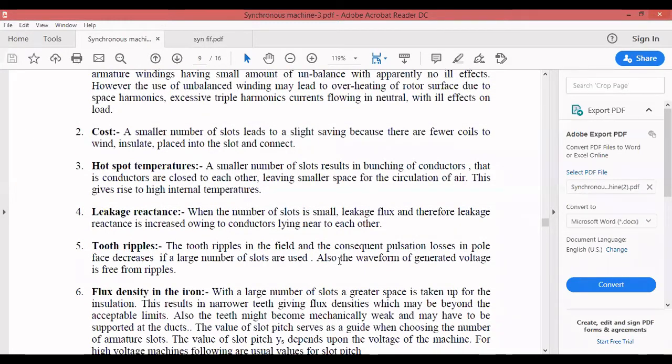Next, leakage reactance. When the number of slots is small, the leakage flux and therefore the leakage reactance is increased owing to the conductors lying near to each other. Definitely, with fewer slots, we are going to insert more conductors. As you insert more conductors, the leakage reactance will be more.